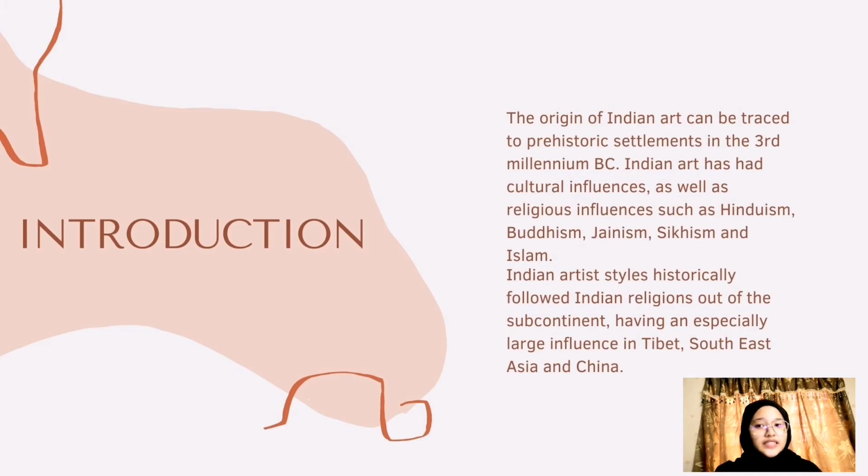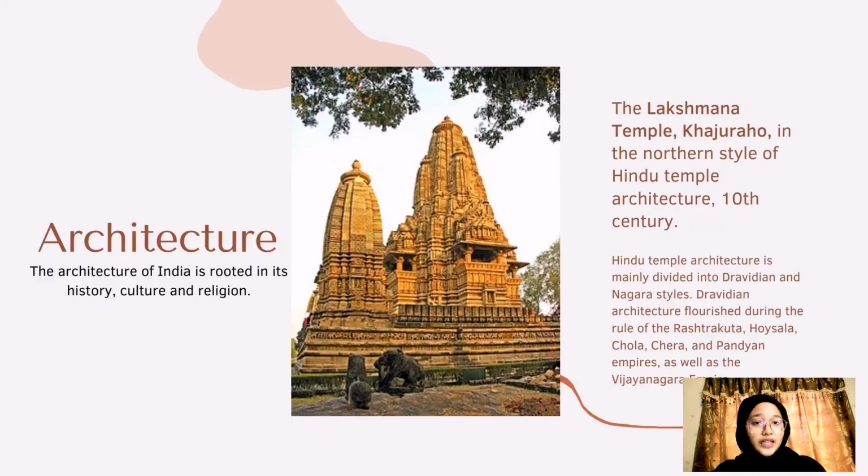Indian art consists of a variety of art forms including painting, sculpture, pottery, and textile art such as woven silk. A strong sense of design is characteristic of Indian art and can be observed in its modern and traditional forms. The origin of Indian art can be traced to prehistoric settlements in the third millennium before Christ. Indian art has had cultural influences as well as religious influences such as Hinduism, Buddhism, Jainism, Sikhism, and Islam. Indian artistic styles historically followed Indian religions out of the subcontinent, having an especially large influence in Tibet, Southeast Asia, and China.